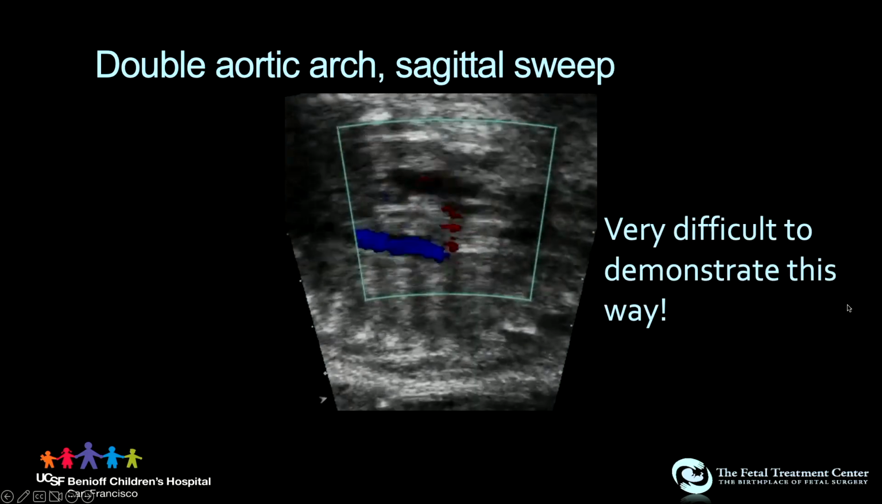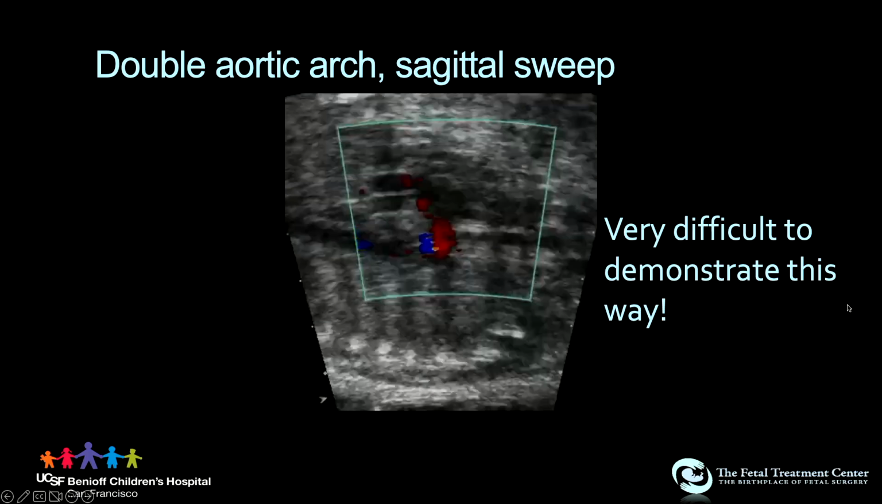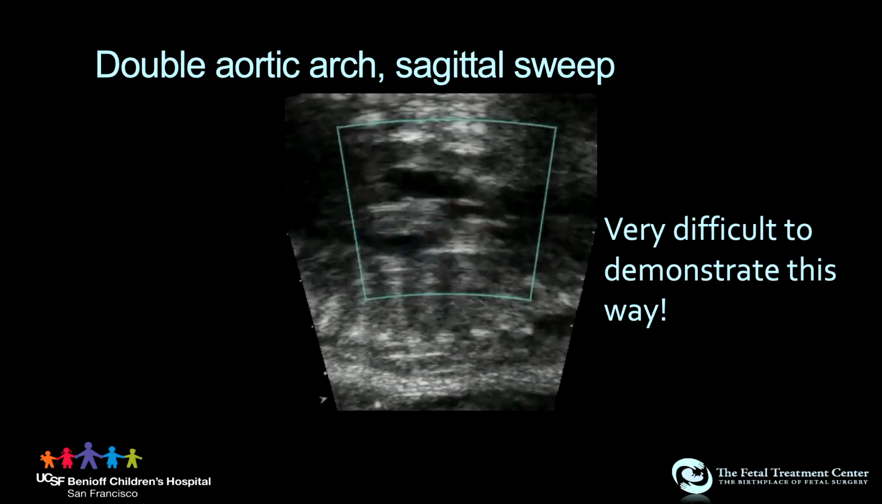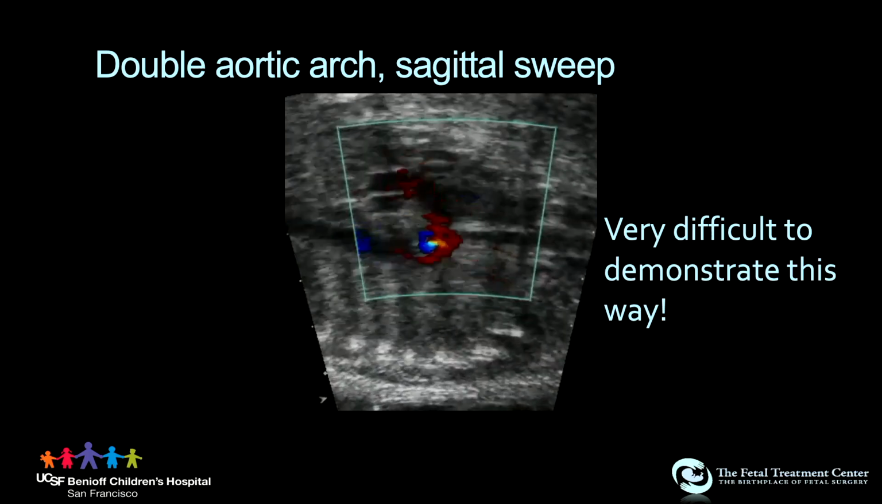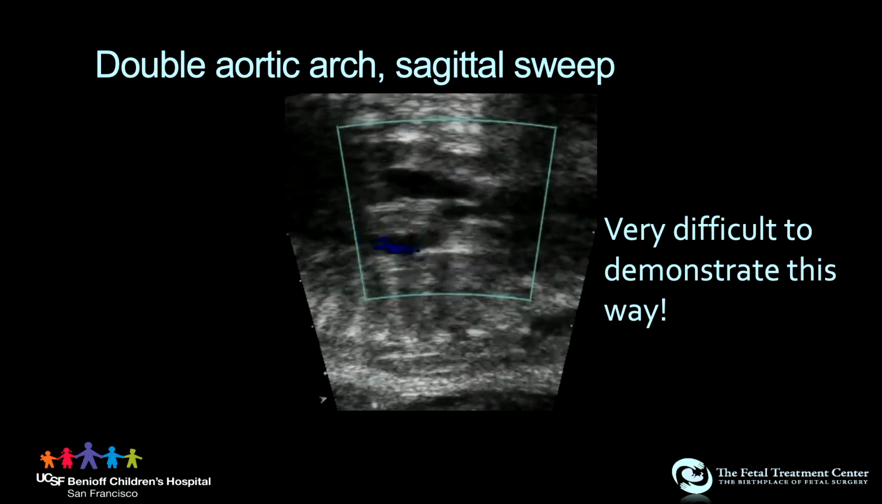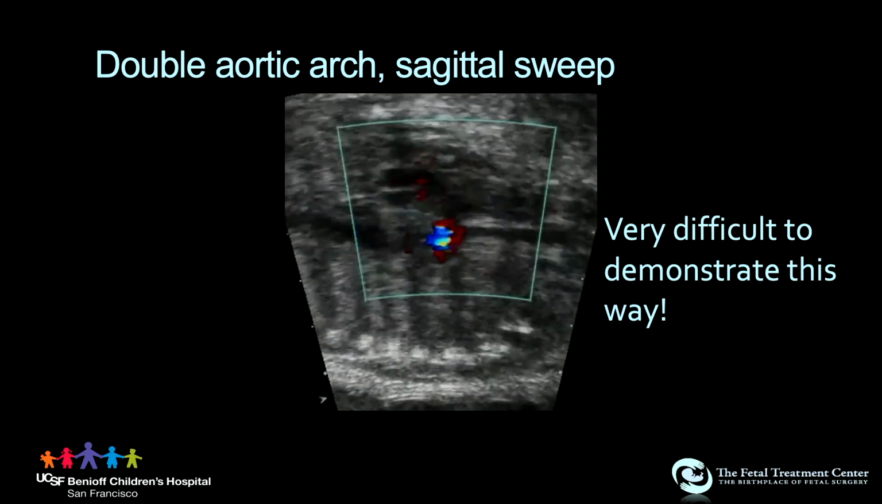Here's that same patient with a sagittal view. You wouldn't be able to really diagnose a double arch this way. You really need to use that axial view and use that 3-vessel trachea view to show those two arches that are encircling the trachea.